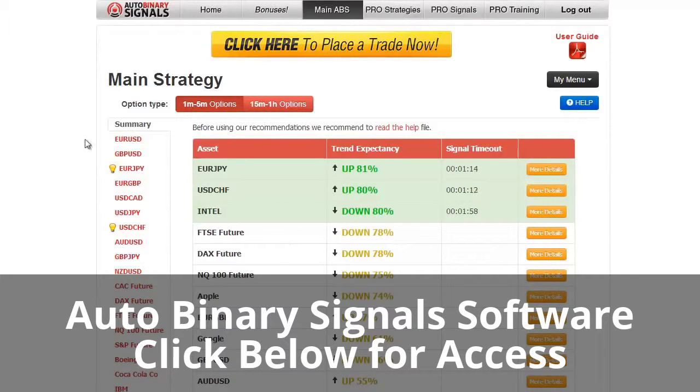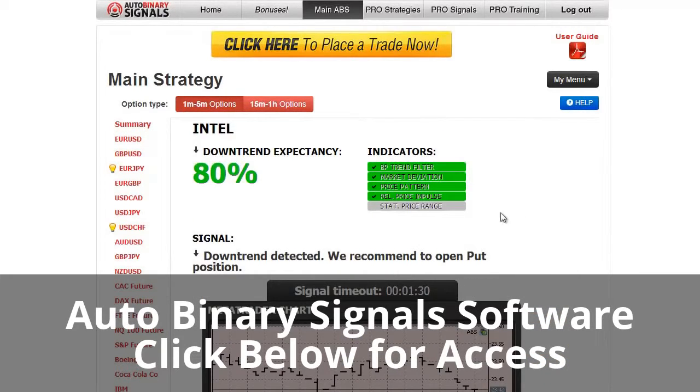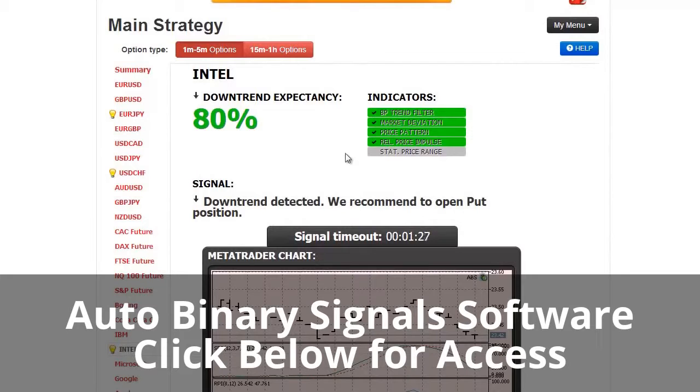All right, now let's go to trading, which is what we want. So as we just saw, we are now in the main ABS, main auto-binary signals page, where we get the signals that are being found by this powerful software. All right, the auto-binary signals system, as you can see when you click on more details, uses different parameters.